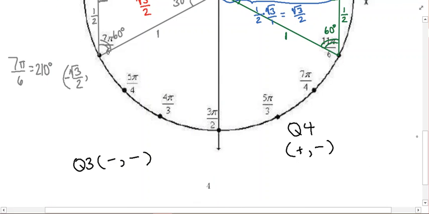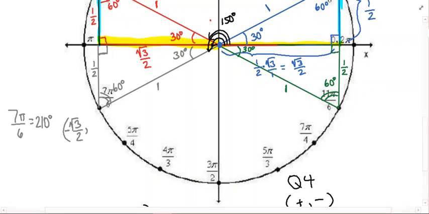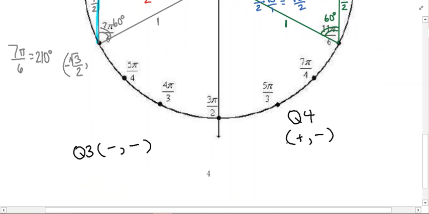And then to get to your point on the unit circle, you go from the origin, travel the yellow distance, and then you travel this blue distance down. So that's 1/2 unit. Again, you're in the third quadrant, so the y coordinate has to be negative. So the coordinates of this point at 7 pi over 6 have to be negative square root of 3 over 2 and negative 1/2.